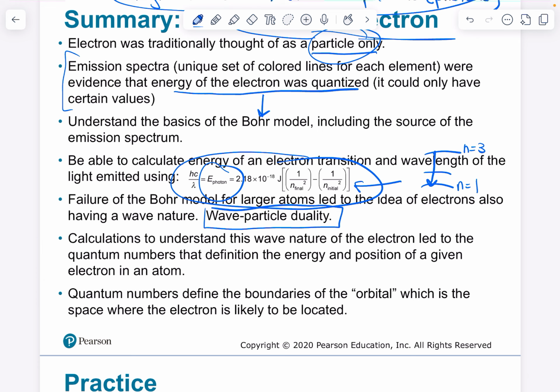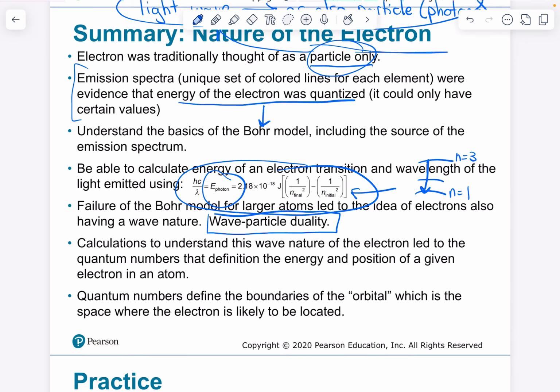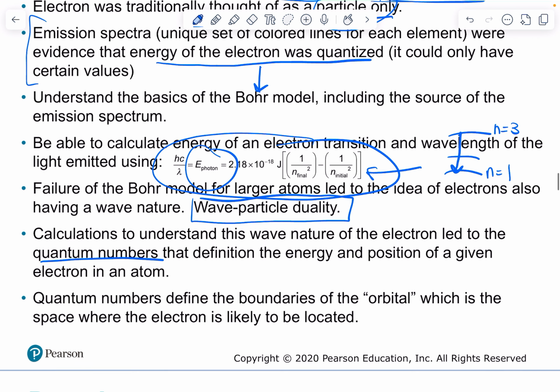And the results of the quantum mechanical equation gives us quantum numbers that define the energy and the position of each electron in an atom. Okay? So you have to have a distinct N, L, M sub L, and M sub S for every electron in an atom. When we list these three at least, that's going to give us the orbital that the electron is in, which is basically the region of space where the electron is predicted to be.